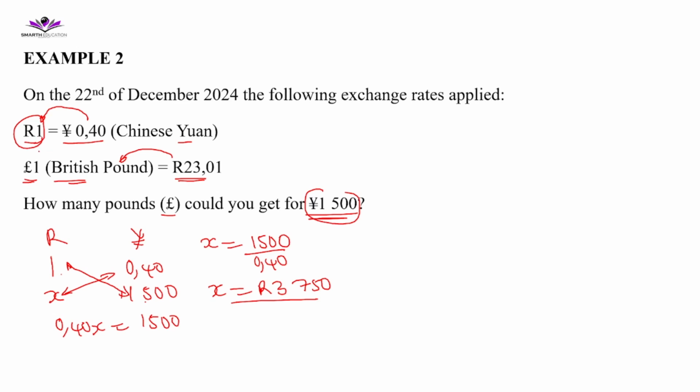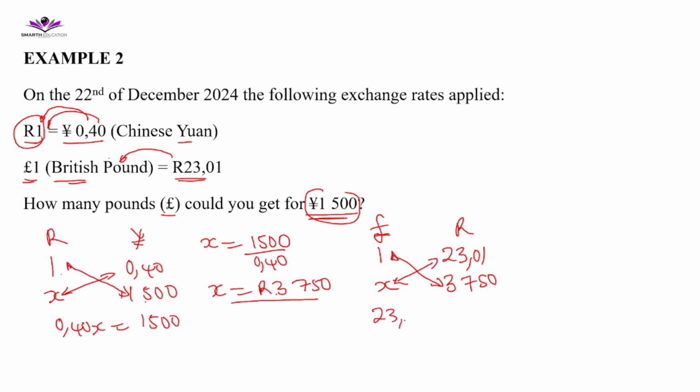So now we have converted the Chinese yuan to rands. So now we need to convert these rands to British pounds, because we're supposed to convert yuan to pounds. So we have to move from Chinese yuan to rands and then rands to British pounds. We have the British pound and then we have the rands. Exchange rate is 1 British pound to 23 rand and 1 cent. We are converting rands to pounds, so we write 3,750 under the rands. So 3,750, and then we put x under pounds, and then we cross multiply.